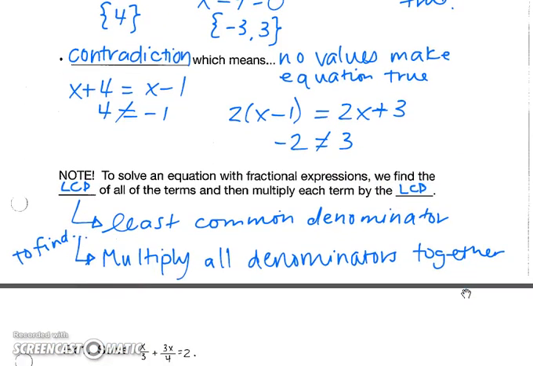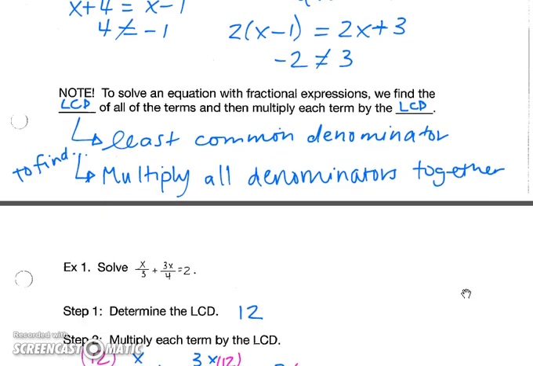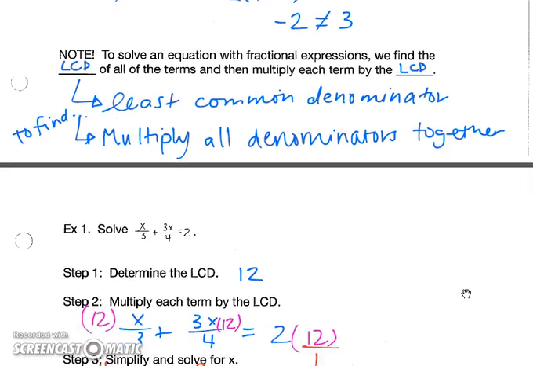Before we solve fractional expressions, you need to find the LCD of the terms and then multiply. You have to get a common denominator. Basically, the go-to way, if you're not sure, is just to multiply all the denominators together. There are ones that'll be smaller, but that's your surefire absolute way.